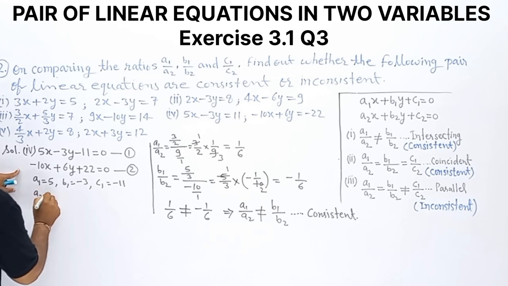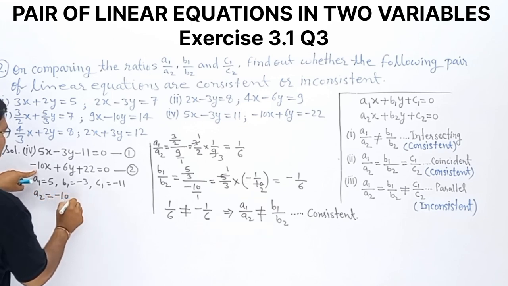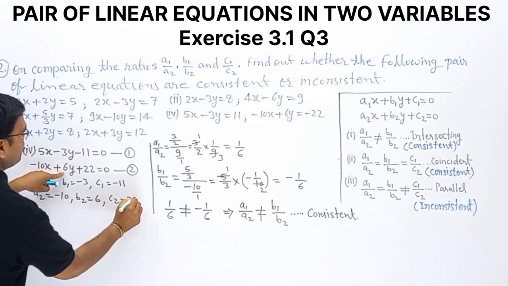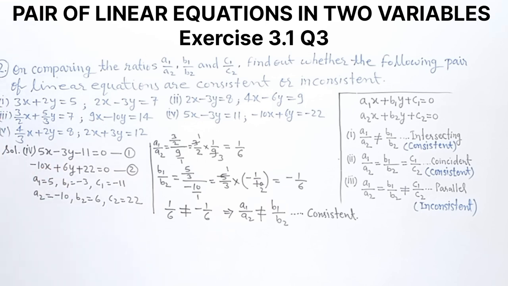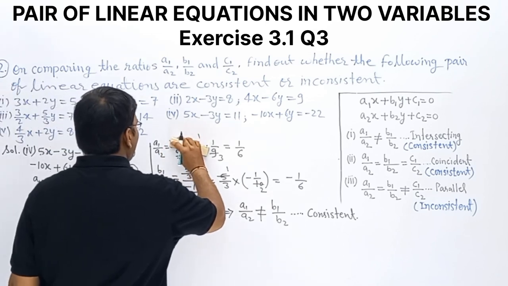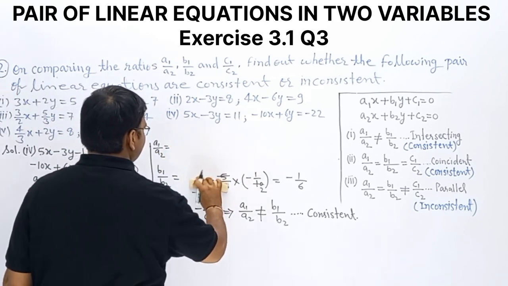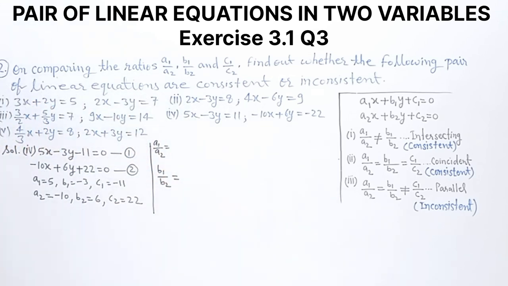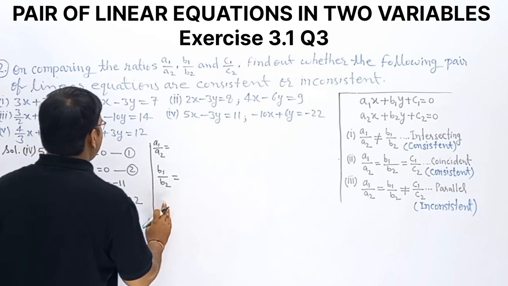Now A2 equals minus 10, B2 equals 6, and C2 equals 22. Once we compare, then we are getting A1 5, B1 minus 3, C1 minus 11, A2 minus 10, B2 plus 6, and C2 is 22. Clear? Now find the ratios. Now our task is to find the ratios. So how will we find the ratios? Same process. We will divide A1 upon A2, B1 upon B2, and C1 upon C2.